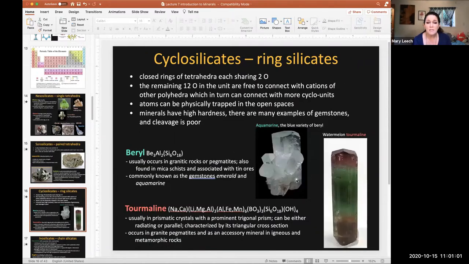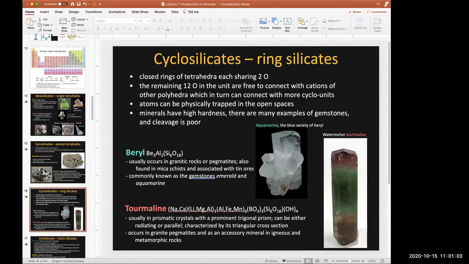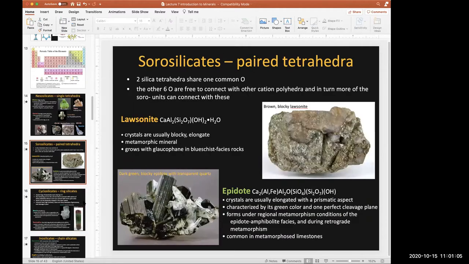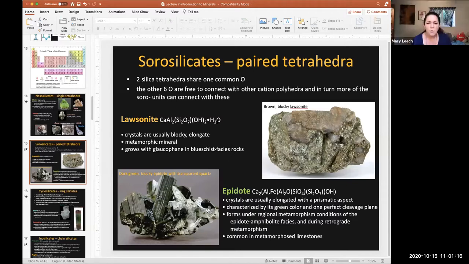Ring silicates. Okay. I actually have a question. Yeah, go for it. So I noticed that in the chemical formula for lawsonite, it's hydrated. How does the water play with the structure? Good question. I don't know where it fits in the structure.